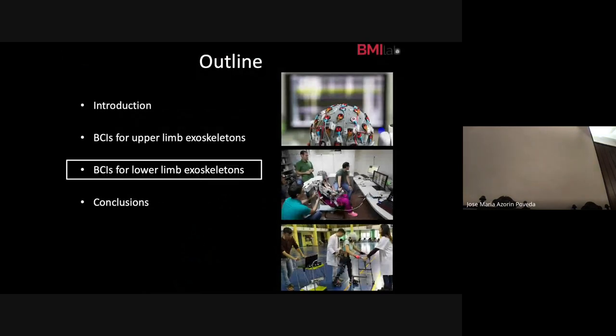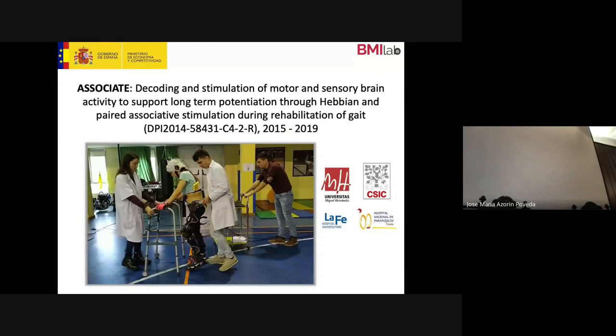Okay, so let me now move to the projects that we have developed related to BCIs for commanding lower limb exoskeletons. The first project that I want to talk about is the Associate project. This was done in collaboration with several centers: the facility in Madrid, a hospital in Valencia called La Fe, and also the main hospital for paraplegics in Spain, which is in Toledo.